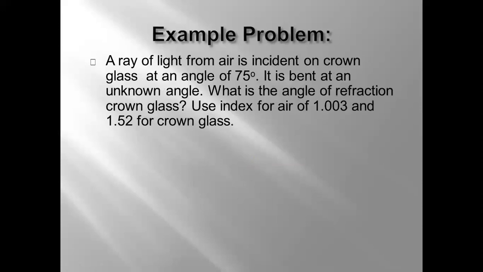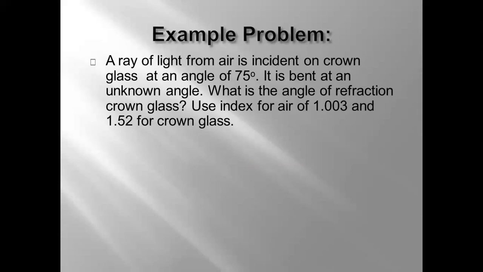Now let's proceed with the second problem. A ray of light from air is incident on crown glass at an angle of 75 degrees. It is bent at an unknown angle. What is the angle of refraction in crown glass? Use an index of 1.003 for air and 1.52 for crown glass.